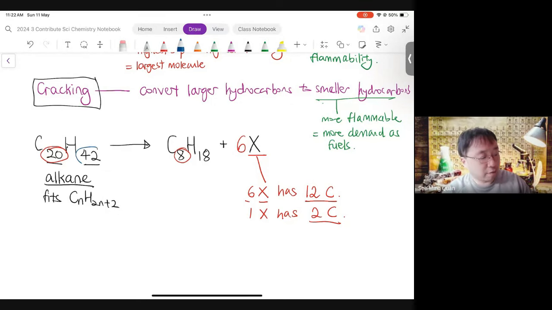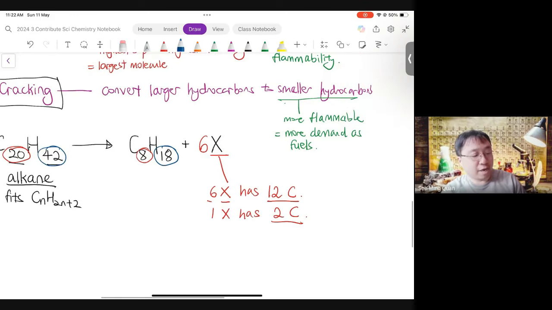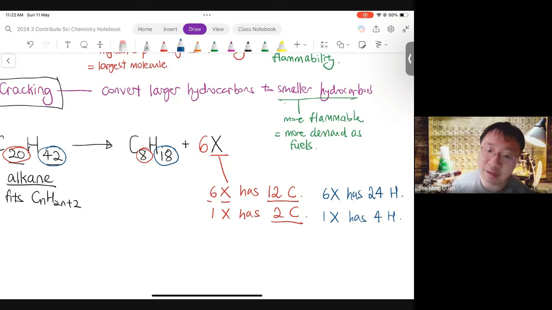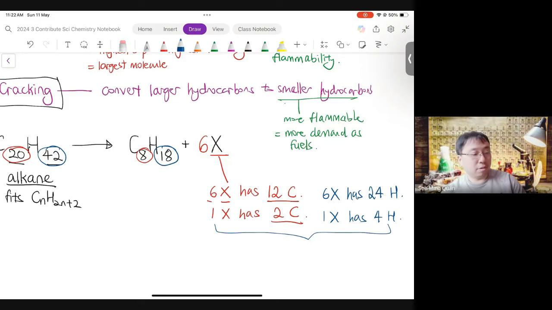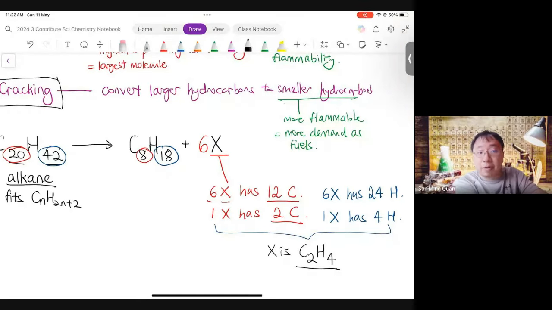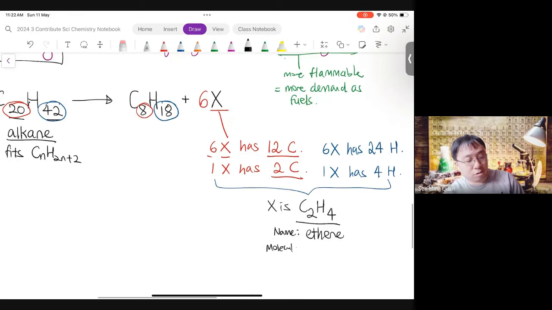Next, we move to the hydrogen. 42, 18. I'm sure you can repeat the same analysis. So 6X has 42 minus 18, which is 24 hydrogens. So 1X will therefore have 4 hydrogens. 24 divided by 6 is 4. So putting it together, X is C2H4, which, look at the formula, the H is double of carbon. If it's just doubled, that means it's an alkene. This is ethene. The molecular formula is C2H4.